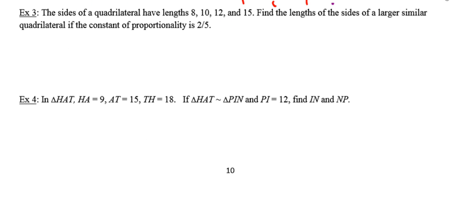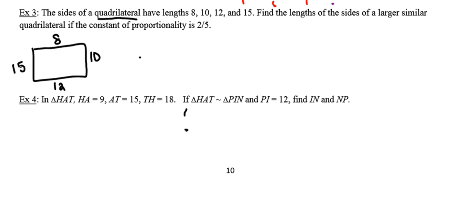Okay, moving along. Number 3 says the sides of a quadrilateral have those lengths. Find all of the lengths of the sides of a larger polygon that's similar if the constant of proportionality, or in other words, the scale factor, is 2:5. I'm going to go ahead and start by drawing a picture. A quadrilateral I know has 4 sides. My picture isn't a very good picture, but it'll be good enough to get the job done. I want to label those 4 sides 8, 10, 12, and 15.